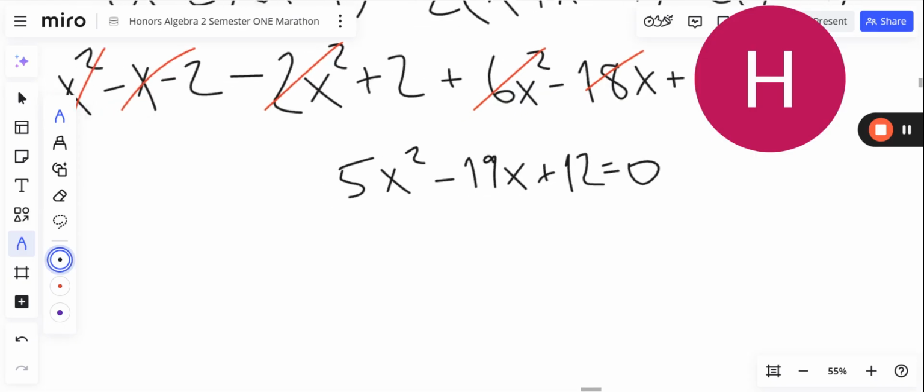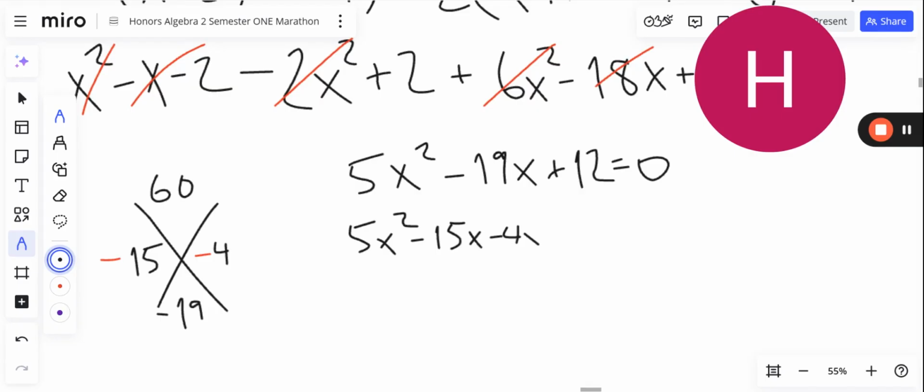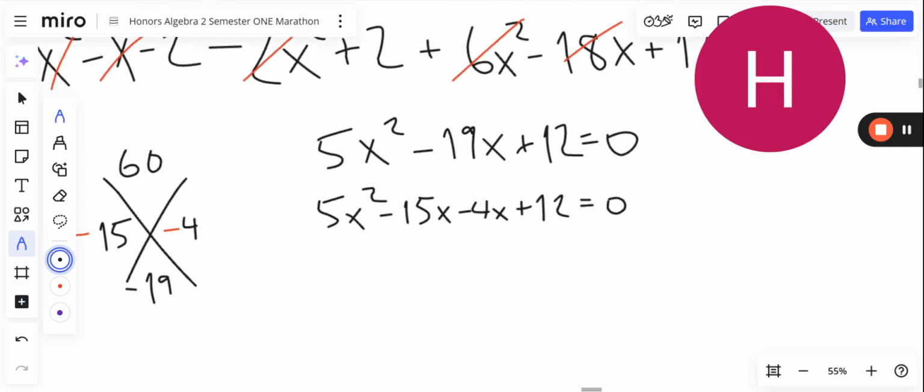And of course, we can try to factor this down. Let's try to factor it. 5 times 12 is 60. And then minus 19, that's going to give us two negative numbers. We're going to have negative 15 and negative 4. So let's go ahead and split this up with grouping. And remember, this is all equal to 0. We're just factoring this to make it a little easier.